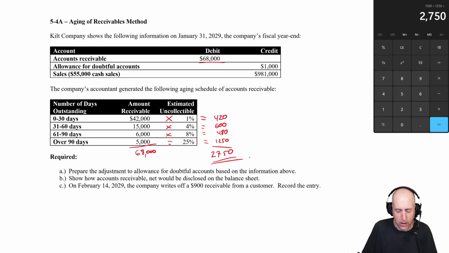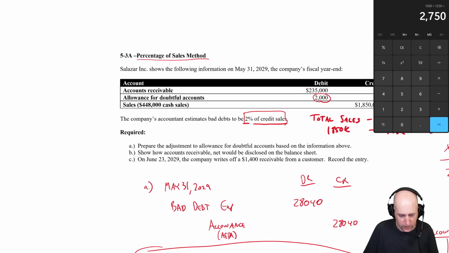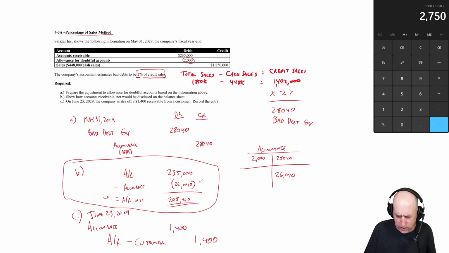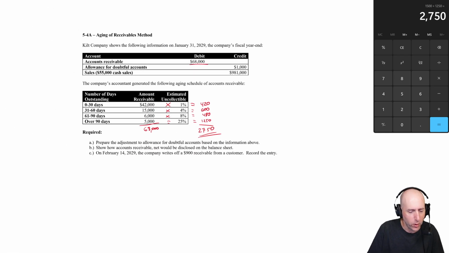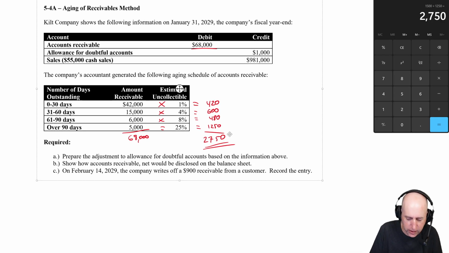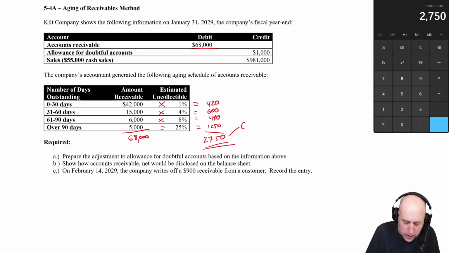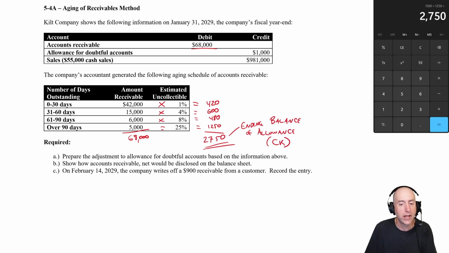That is our calculation. And what we are calculating, if you scroll back up to problem 5.3, we calculate a number, and that number is our bad debt expense. With 5.4, with the aging of receivables method, we calculate a number, and that number is the ending balance of our allowance for doubtful accounts. So ending balance of allowance, and it is a credit account. It is always going to end in a credit.